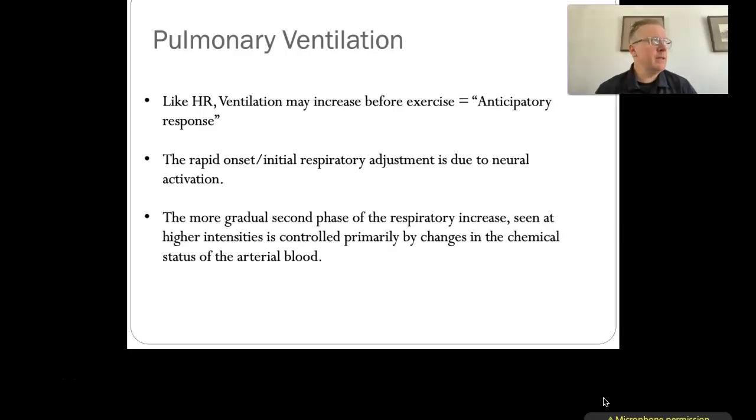Now, definitely we talked about anaerobic type work that we're going to do, where we don't necessarily see a massive increase initially, but we could almost hold our breath for the first little bit of exercise, but after that we're going to have to really increase the overall pulmonary ventilation. So this is what I'm talking about in regards to that rapid onset and that initial respiratory adjustment. But really that more gradual second phase of respiratory increase is seen at higher intensities, where it's controlled primarily by changes in the chemical status of the arterial blood.